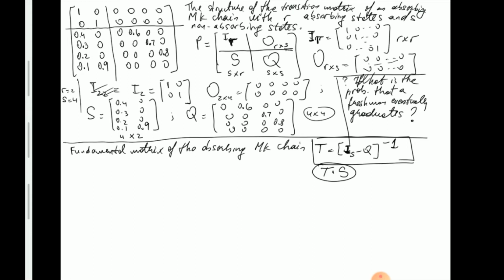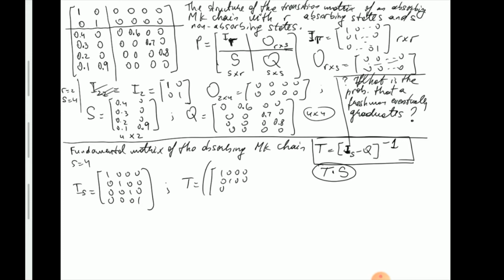But just for the record, in this case, I_S, because we have four non-absorbing states, the identity with 4 rows and 4 columns will be this matrix. And then Q is this one here. So when you take the inverse, you first subtract from the identity matrix the matrix Q.